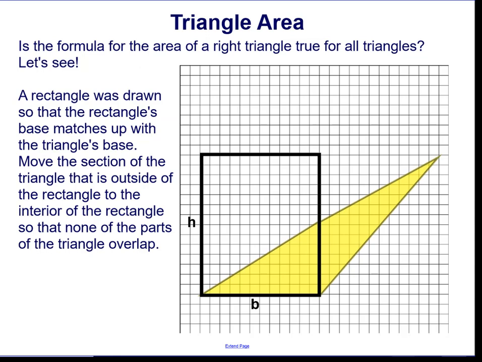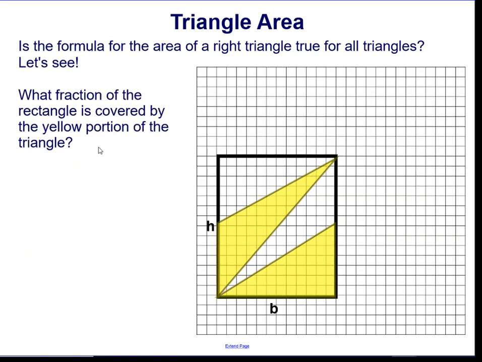How about a triangle shaped like this one? If we draw a rectangle so that the rectangle's base matches up with the triangle's base, I should be able to move the section of the triangle that's outside of the rectangle to the interior of the rectangle so that no parts of the triangle overlap. No parts of the triangle overlap, and I've moved that to the interior. So what fraction of the rectangle is covered by the yellow portion of the triangle?